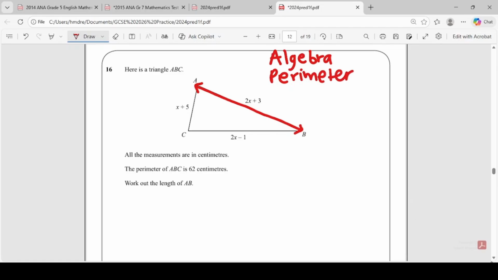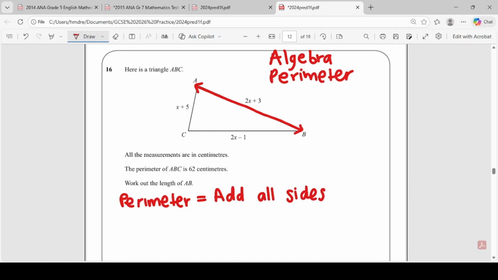So the perimeter of a shape is if we add all the sides. Let's write that down, because what I would say to students generally is if you know what perimeter is, write it down because you could get a mark just for knowing that. So perimeter is add all sides.